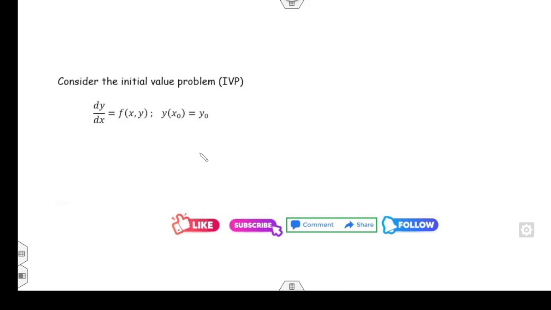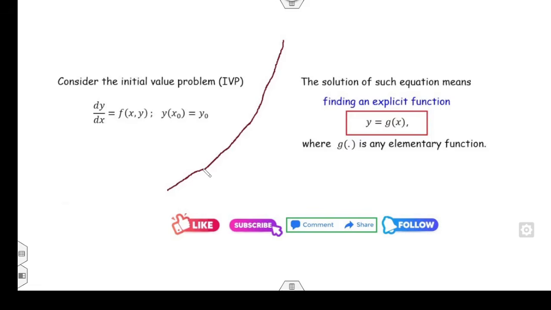Now whenever you have the initial value problem, dy over dx is f of x, y, what is your target? Your target is to solve this differential equation and try to get the solution of y as a function of x. Once you are able to get the value of y in terms of x, then we call the solution a closed form solution.